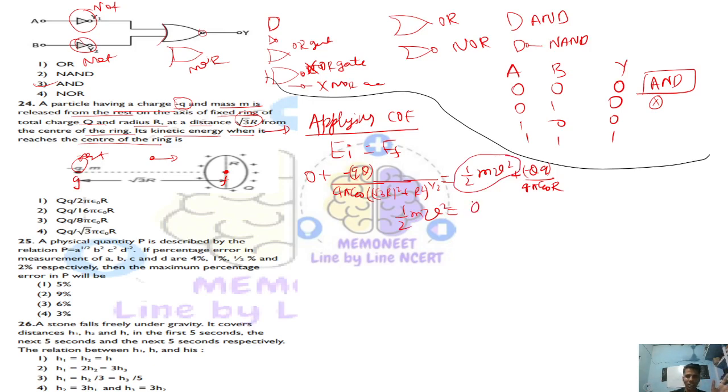Simply you get q upon 8 pi epsilon naught r. I have already solved it out, so I am basically focusing on your concepts and the reasoning behind it. The kinetic energy comes out to be q upon 8 pi epsilon naught r. I think option third will be the correct answer.